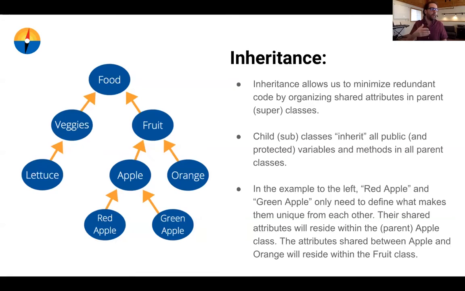So any single fruit class that I create, let's say it's peach, right? I can create a peach class, and I can have that peach class extend fruit. And now the only thing that I have to do inside that peach class is define what makes a peach, right? So I might do something about the pit or something like that. So inheritance is a really important one.